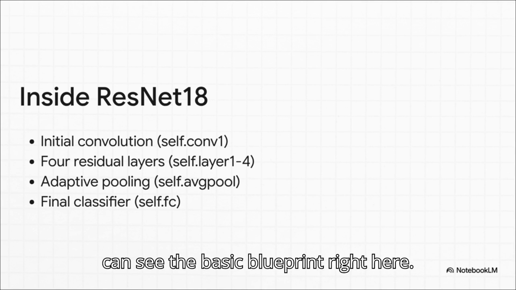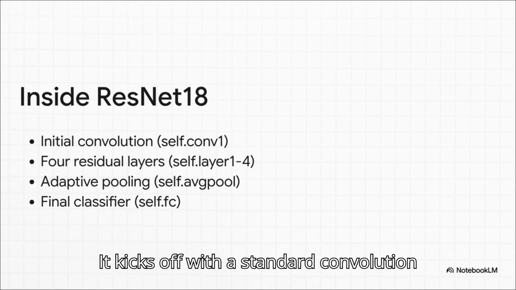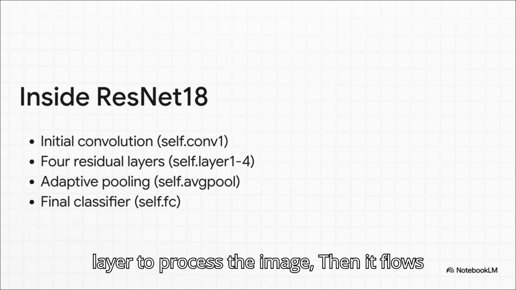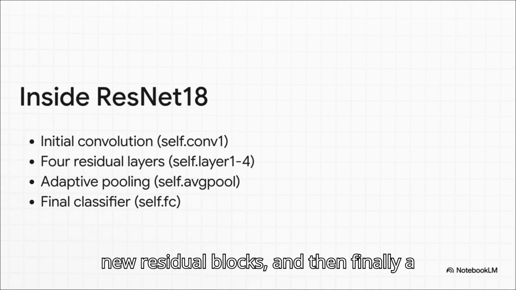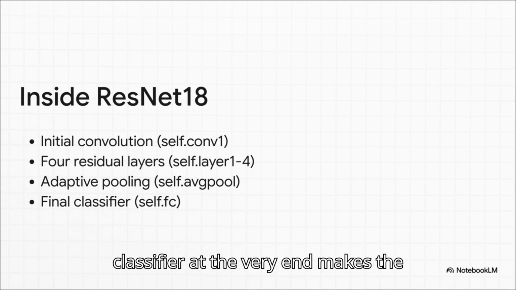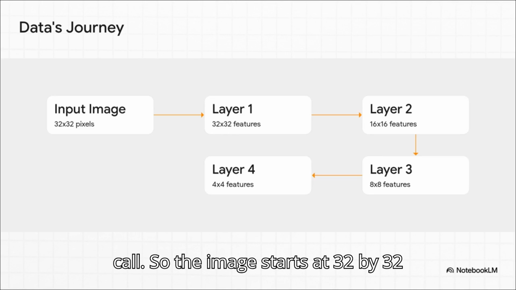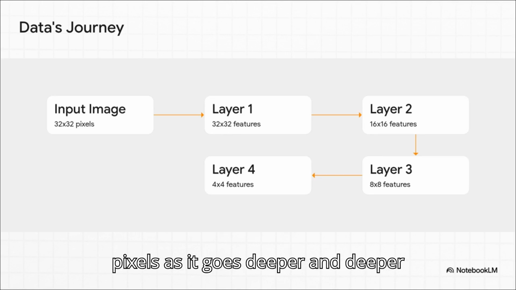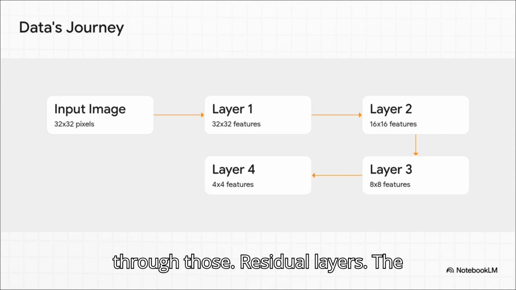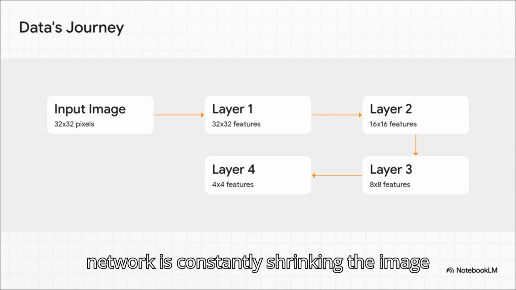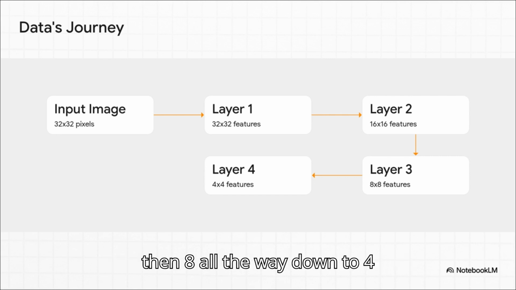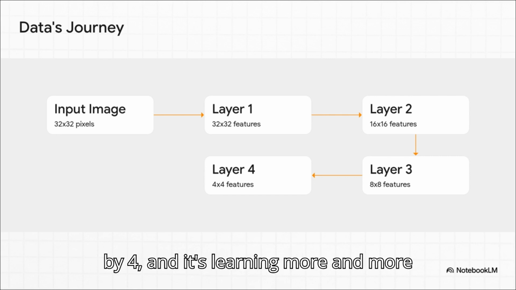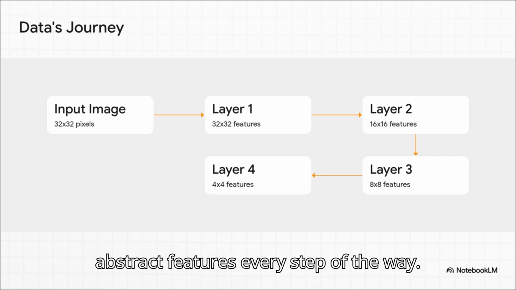ResNet 18. You can see the basic blueprint right here. It kicks off with a standard convolution layer to process the image, then it flows through 4 main stages built from these new residual blocks, and then finally a classifier at the very end makes the call. So the image starts at 32 by 32 pixels. As it goes deeper and deeper through those residual layers, the network is constantly shrinking the image dimensions from 32 by 32 down to 16, then 8, all the way down to 4 by 4. And it's learning more and more abstract features every step of the way.